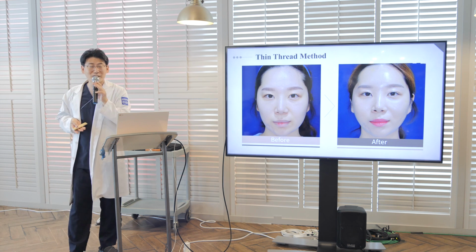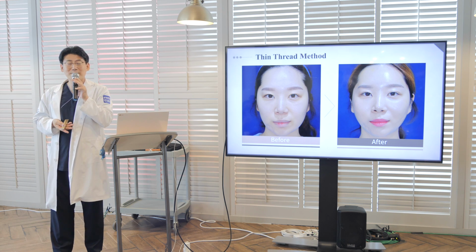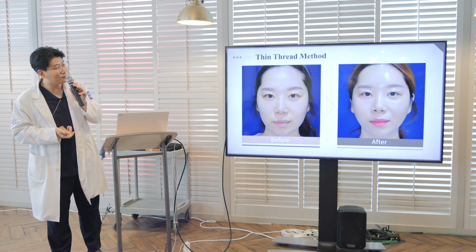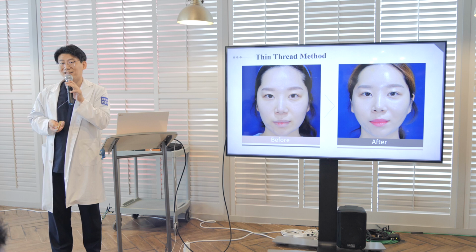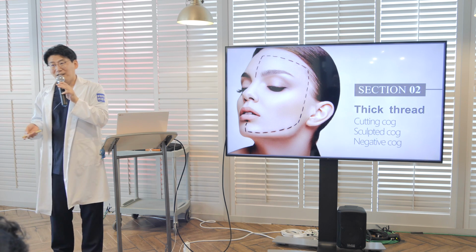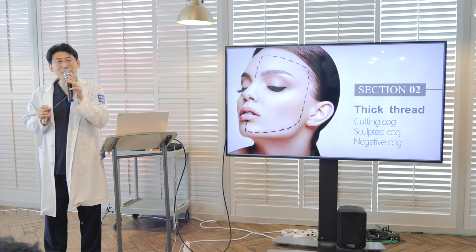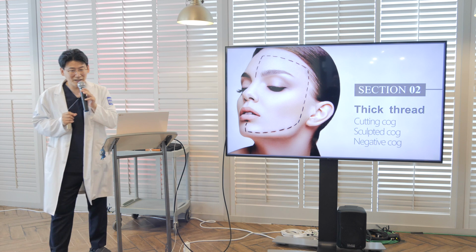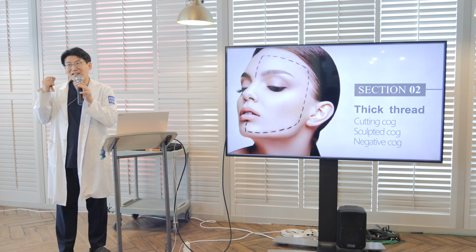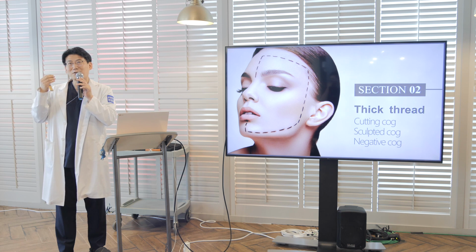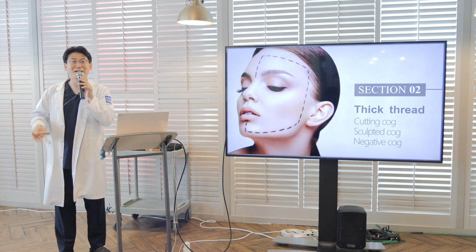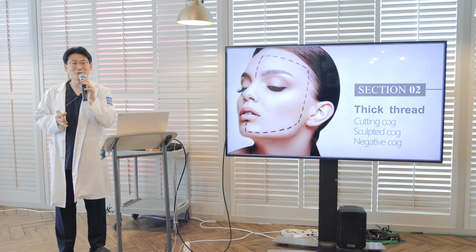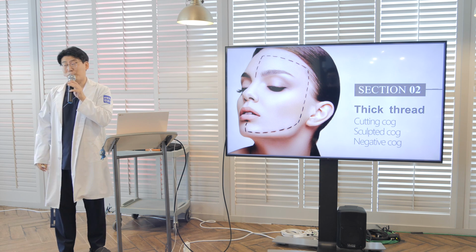I applied only Cogging Screw Plus thread on this lady, so we could observe the improvement on her lower face. Let's go on. But as we know, the thin thread is not enough to satisfy the patient's expectation. Some people expect some result much better than that of surgery, but it's really hard with thread. But anyway, they want it, so we should develop our procedure.